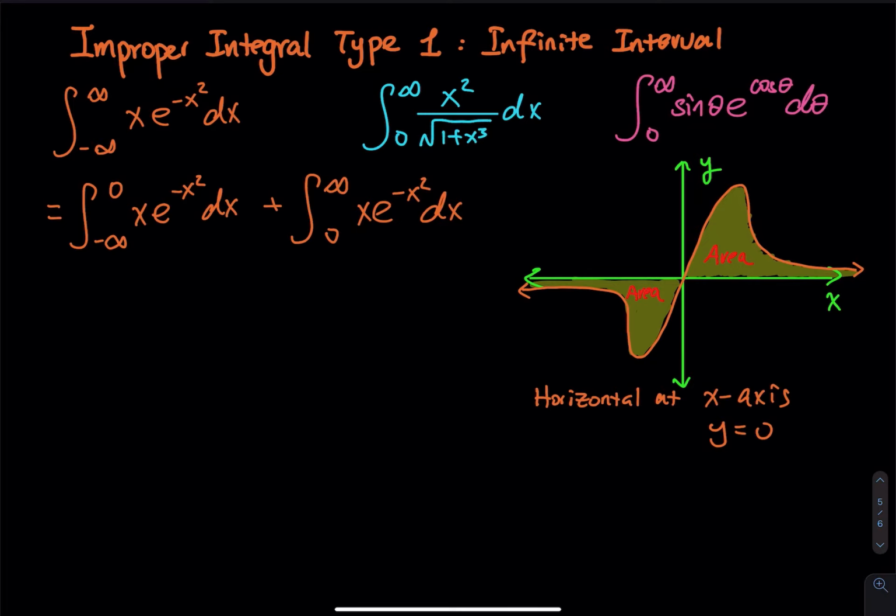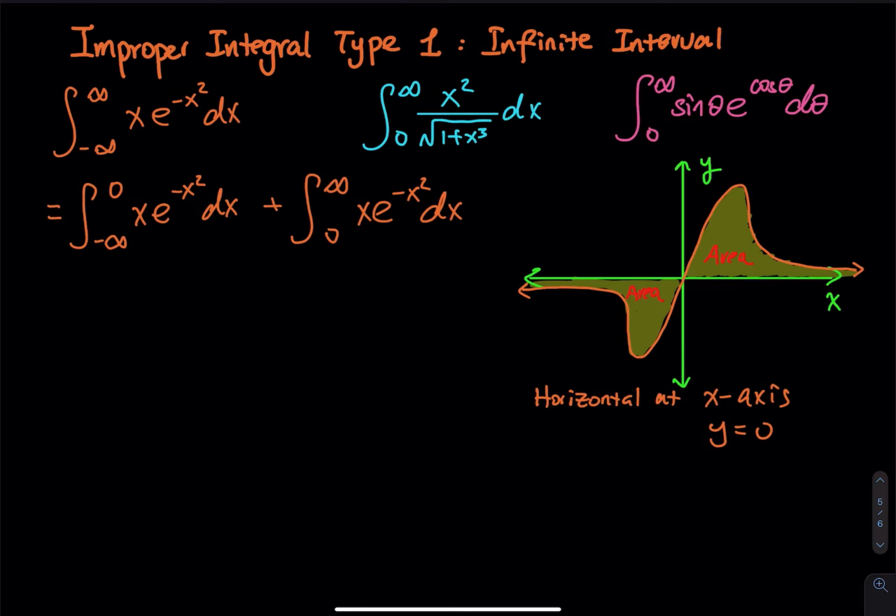The first one is the area below the x-axis, where we have the lower limit from negative infinity all the way up to 0, and then the second integral is above the x-axis, where the lower limit goes from 0 to the upper limit positive infinity. So this problem is a simple u substitution.